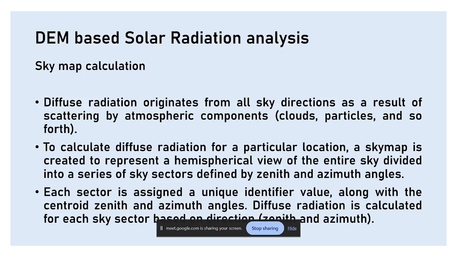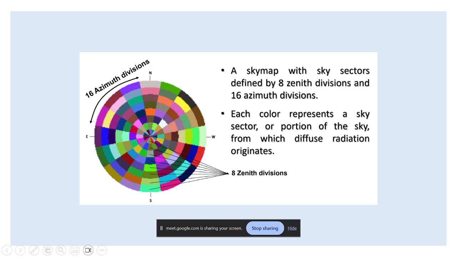To calculate diffuse radiation for a particular location, a sky map is created to represent the hemispherical view of the entire sky, divided into a series of sky sectors defined by zenith and azimuth angles. So we have to first generate a series of sky sectors based on the zenith and azimuth angles. Each sector is assigned a unique identifier value along with these angles. So diffuse radiation is calculated for each sky sector based on the direction. So here you can see a sky map with sky sectors defined by 8 zenith divisions and 16 azimuth divisions.